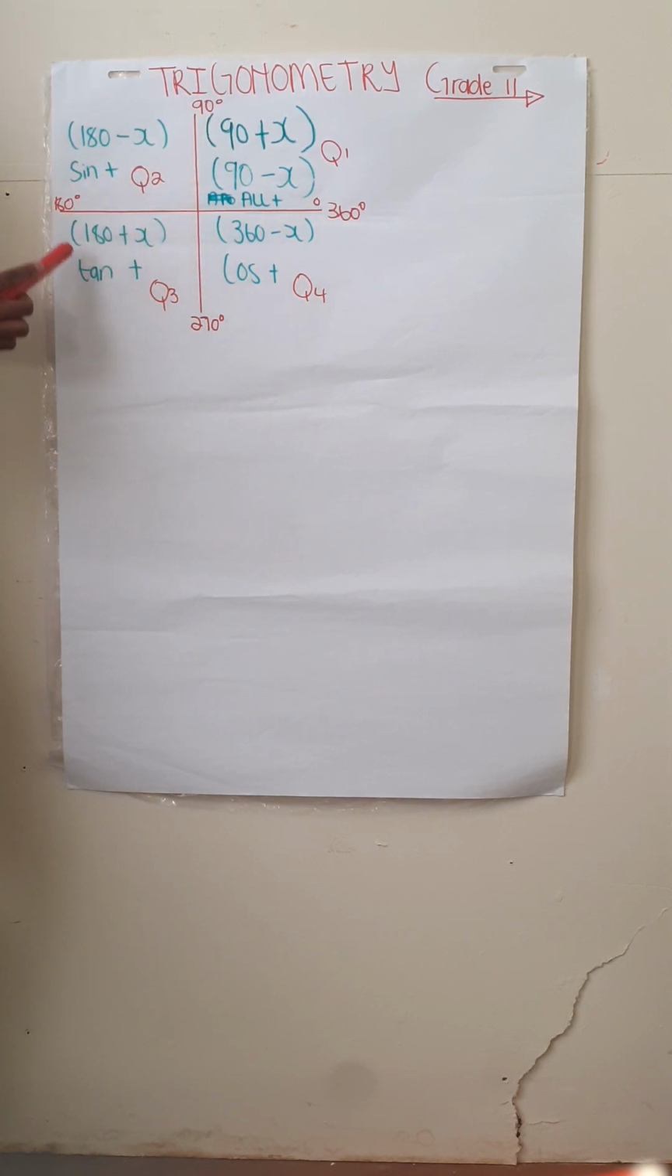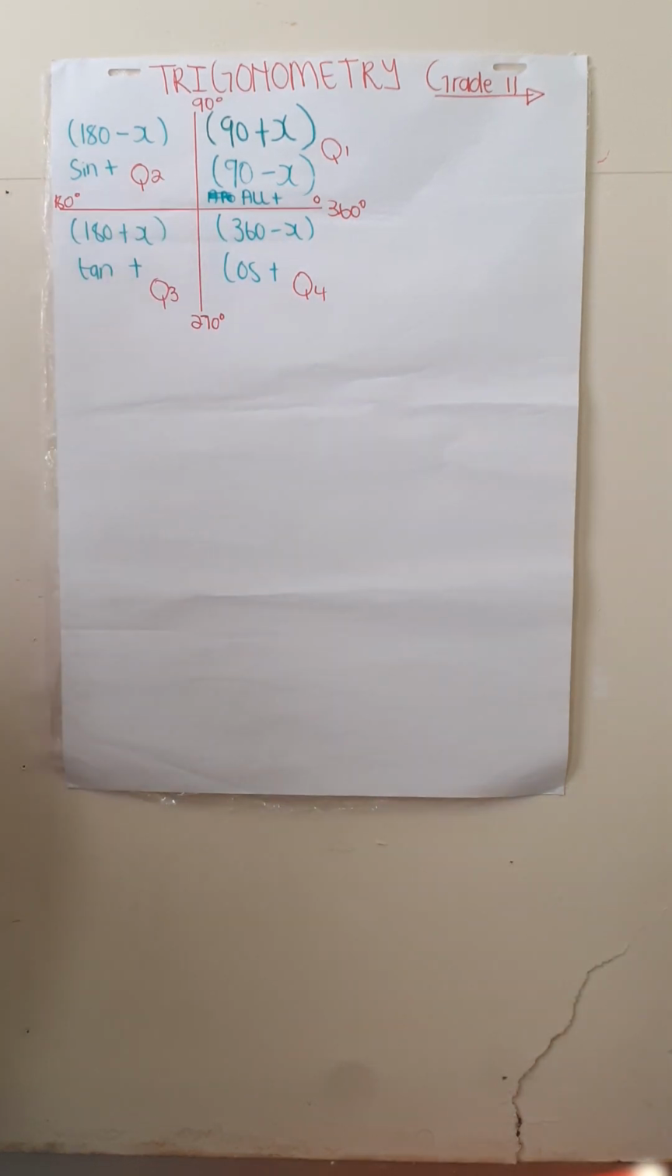Here is 180 plus x, tan is positive. Here, 180 minus x, sine is the only one that is positive, just like I indicated with a plus sign. So in the second quadrant, sine is the only thing that is positive. Anything you see, cos(180 minus x), cos is negative in that quadrant. When you see 180 plus x, just know that tan is positive in that quadrant. When you see 360 minus x, just know that cos is the only positive in that quadrant.